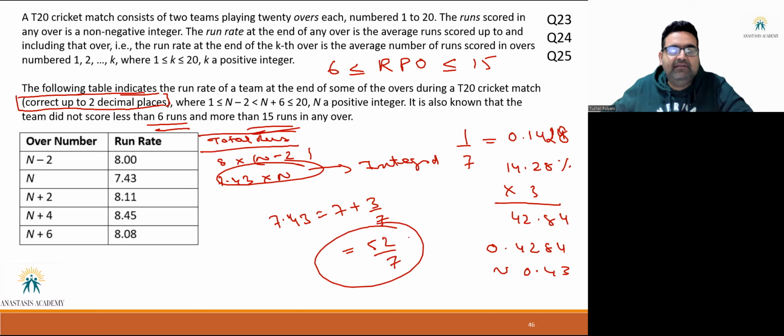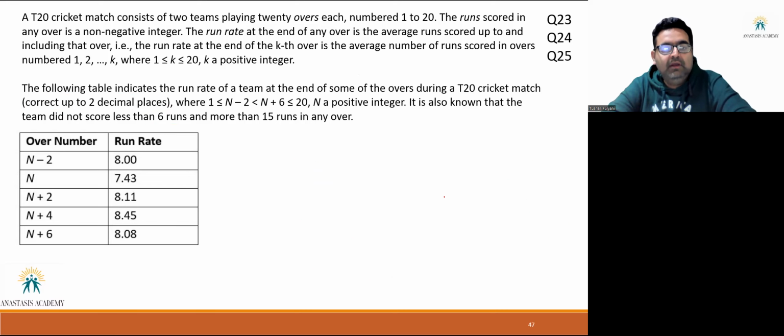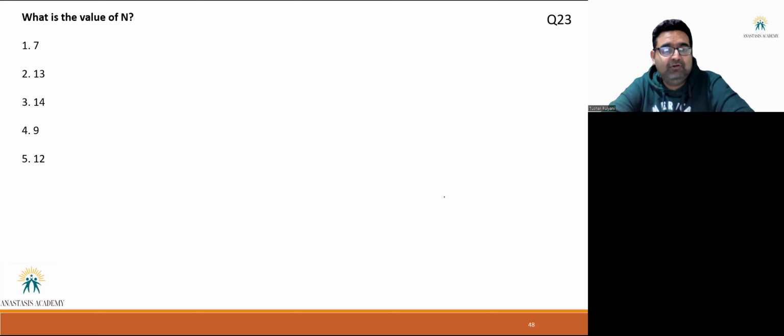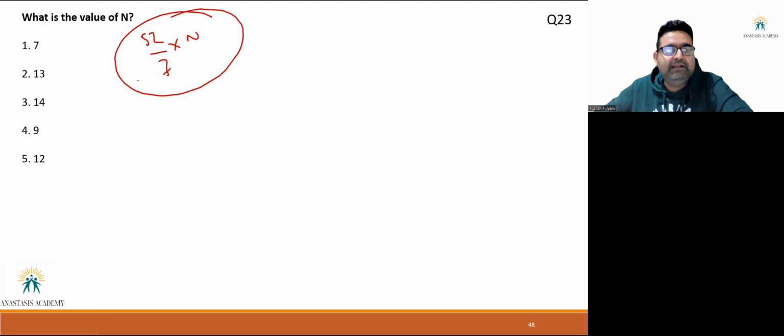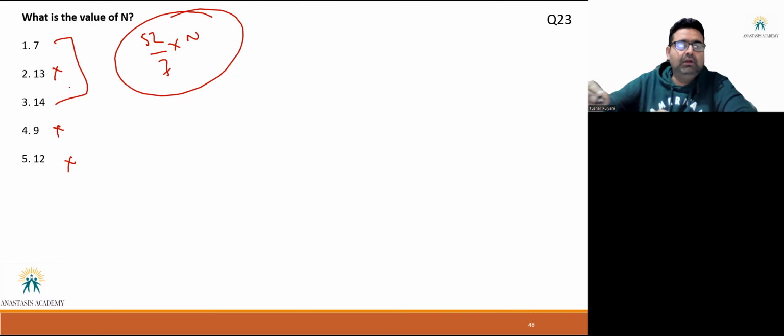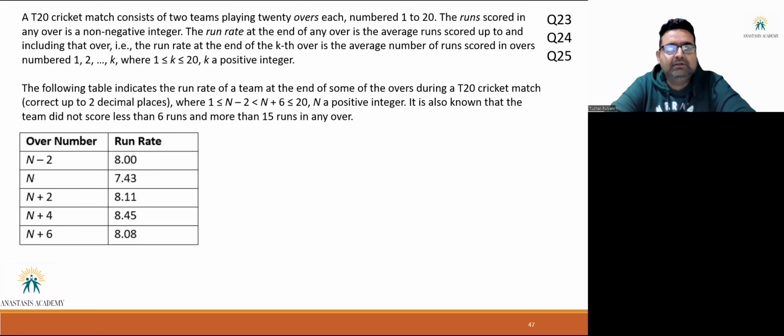Now, if it is 52 by 7, I have to multiply n in such a way that it becomes an integer. So n has to be a multiple of 7. And if you look at the very first question, where it asks what is the value of n, I know that since 52 by 7 into n has to be an integer, n cannot be 13, 9 or 12. All I have to check is between 7 and 14. There are two possible values of n, right? 7 and 14. So at n equal to 7, 52 by 7 into 7 will become 52.